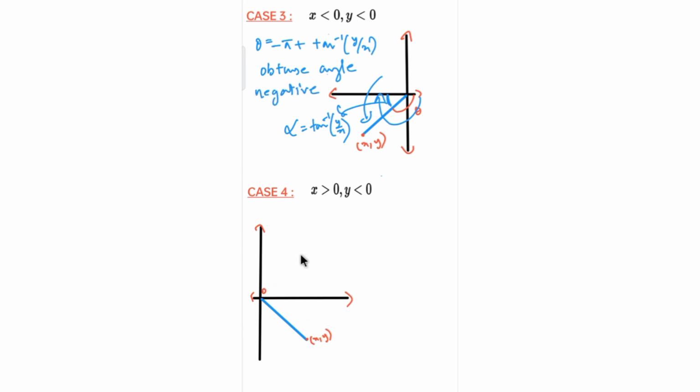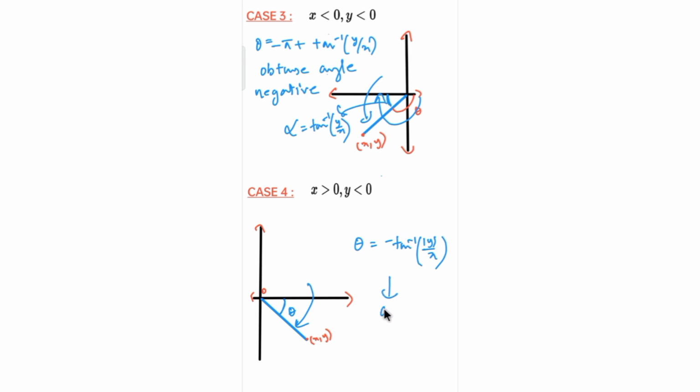And coming to case 4, this is our required argument right now. So we can just come in the clockwise direction. That is, theta will be equal to minus tan inverse of mod y by x. Why is it mod y? Because y is negative, so mod y will be positive, just to make sure that the value inside tan inverse is positive. So tan inverse of mod y by x. And why is it minus? Because I am coming in the clockwise direction, so it is minus tan inverse of mod y by x.